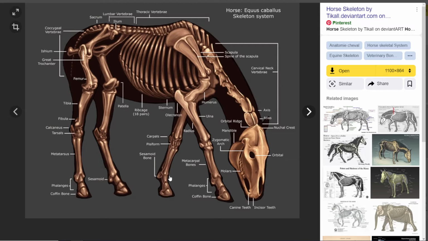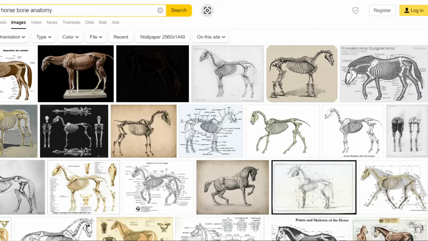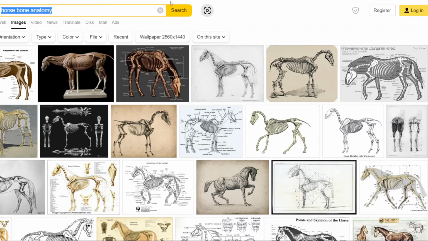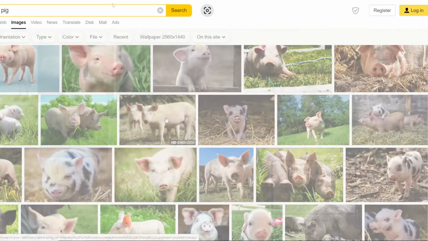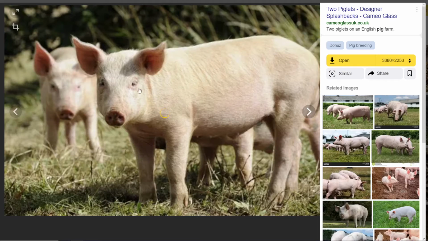You can see here it's curved. It's got like a joint. And again, spine, ribs, same thing as all the other animals. If we look up another animal, pig, here we go. Again, body, head. You can see the butt region here.